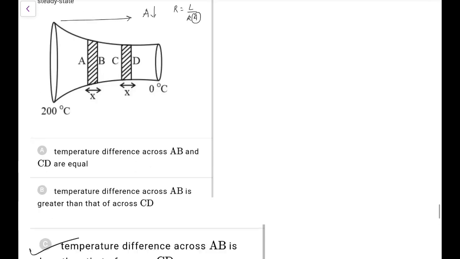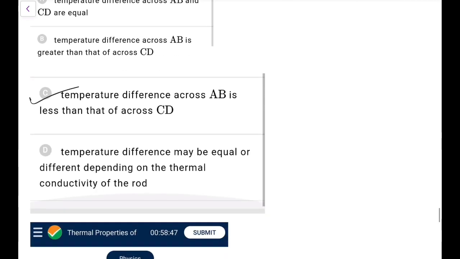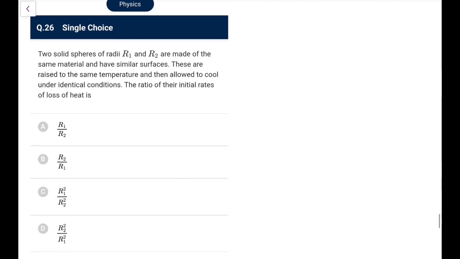Directly, just looking at it, we can say RAB would be lesser than RCD. You can directly make it out because of the difference in the areas. Good question that has been asked many times.